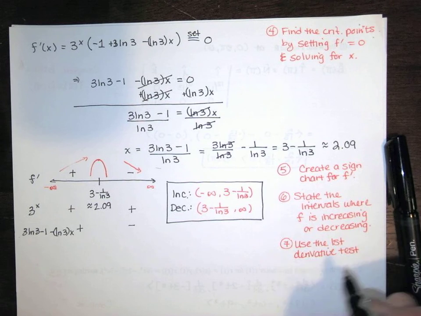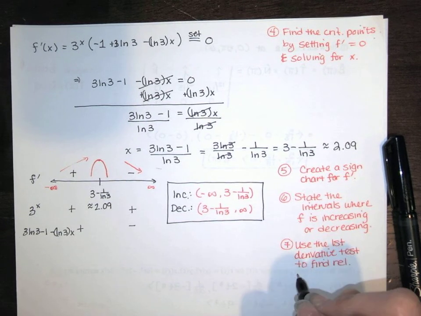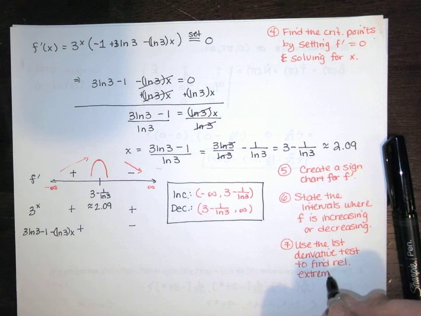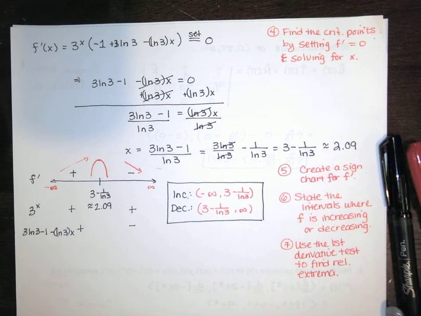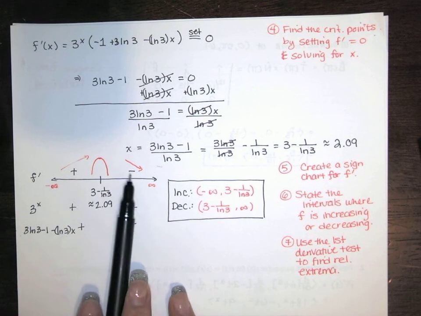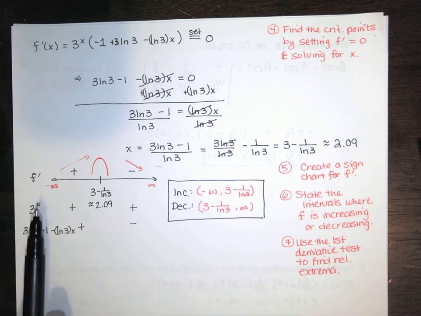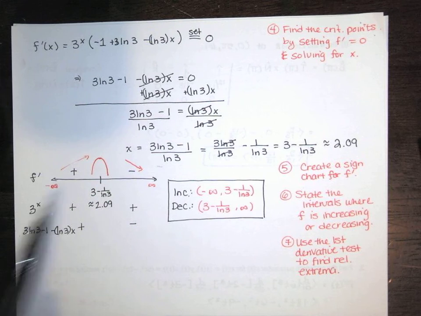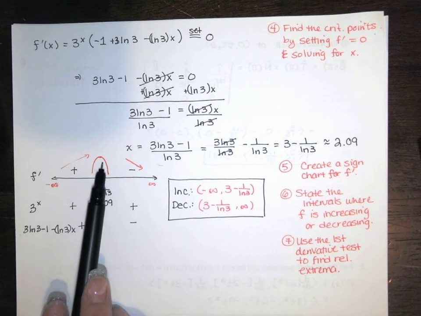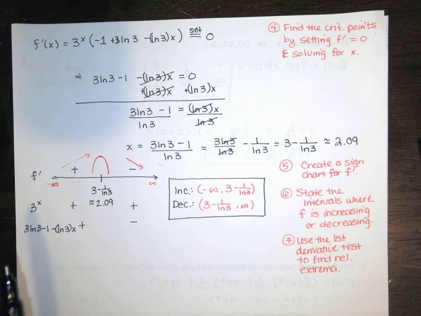So we can use the first derivative test to find relative extrema. Remember what the first derivative test says. If your function changes from increasing to decreasing or decreasing to increasing, you have either a relative min or a relative max. So if f prime changes signs, that x value, that critical value, corresponds to a relative max or a relative min.